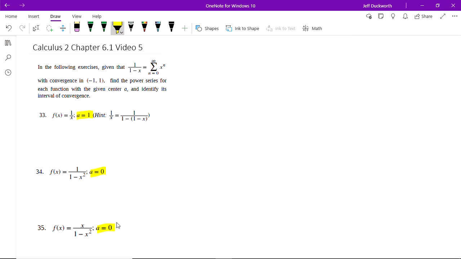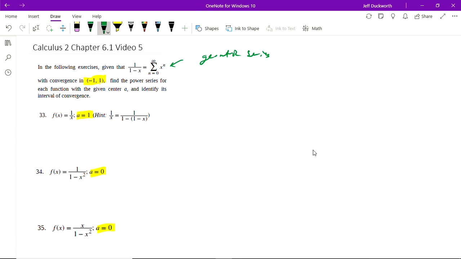So it gives us this note that, if you recall, this is a geometric series here. So we have this converging to that. It's given us the fact that this particular one here for x^n has an interval of convergence of -1 to 1, so we're going to use that. And let's take a look at number 33.